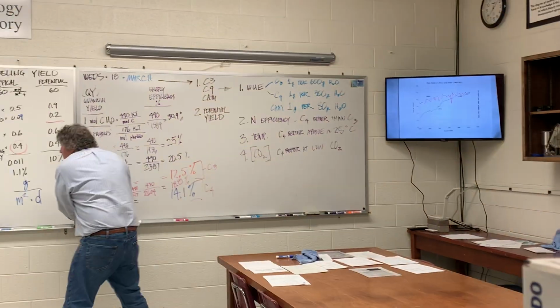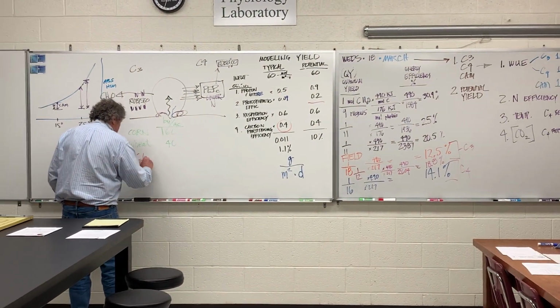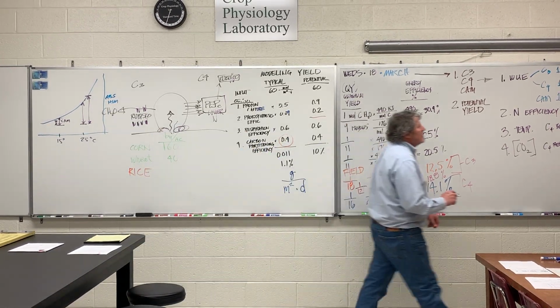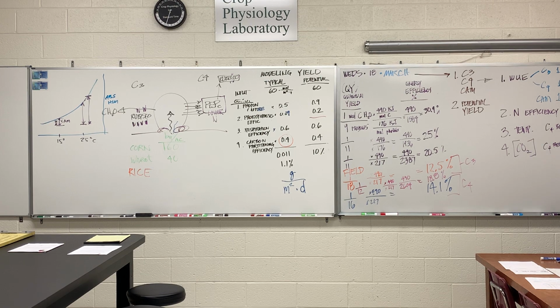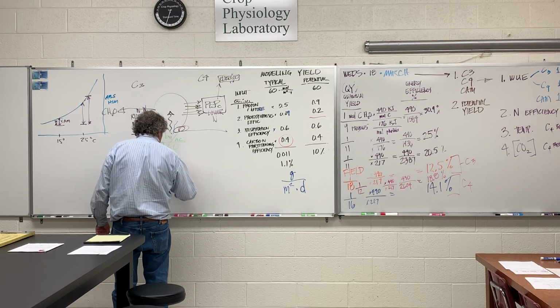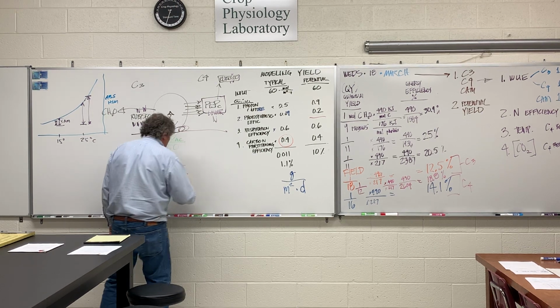So let's put that up here. Rice. And that number is 5. If you can see it right here, that's 5 tons per hectare. So 5 tons, and HA is hectare.